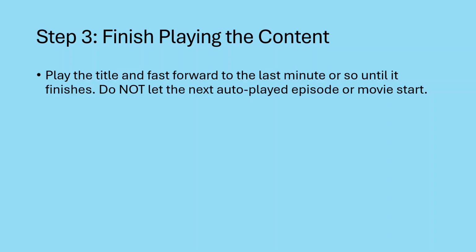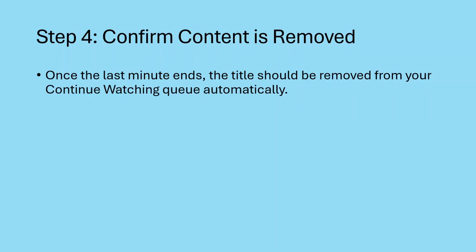Step 3. Finish playing the content. Play the title and fast forward to the last minute or so until it finishes. Do not let the next autoplayed episode or movie start. Step 4. Confirm content is removed. Once the last minute ends, the title should be removed from your continue watching queue automatically.